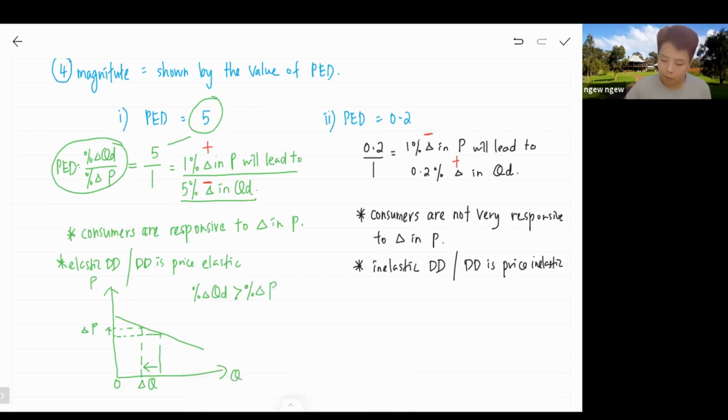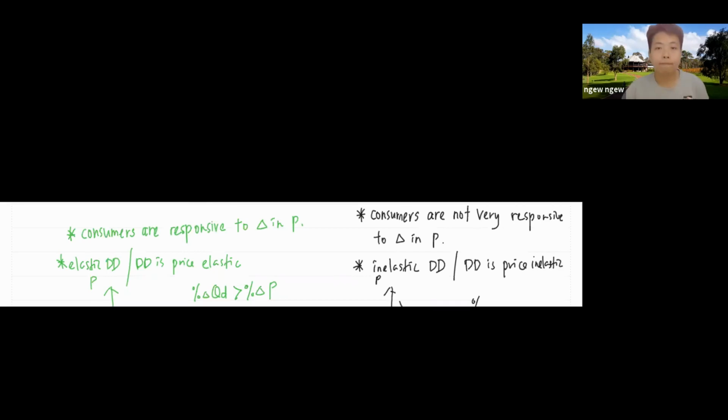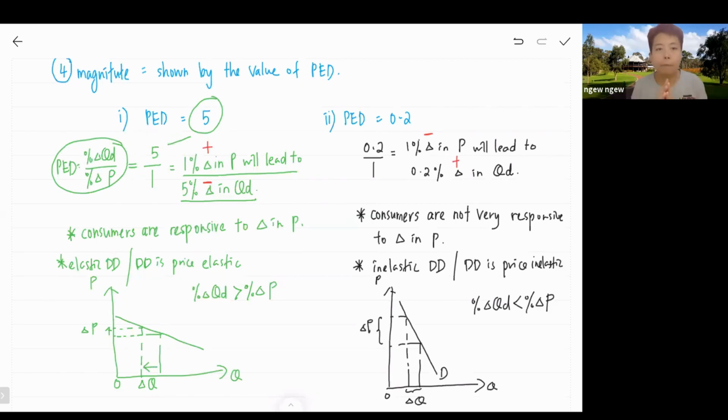Likewise, if it is inelastic demand, using a diagram, the demand curve will be much steeper. You see, a greater change in price will lead to only a very minor change in quantity. Therefore, we can say the percentage change in QD is less than the percentage change in price. Okay. From this simple example, we can differentiate elastic and inelastic demand.